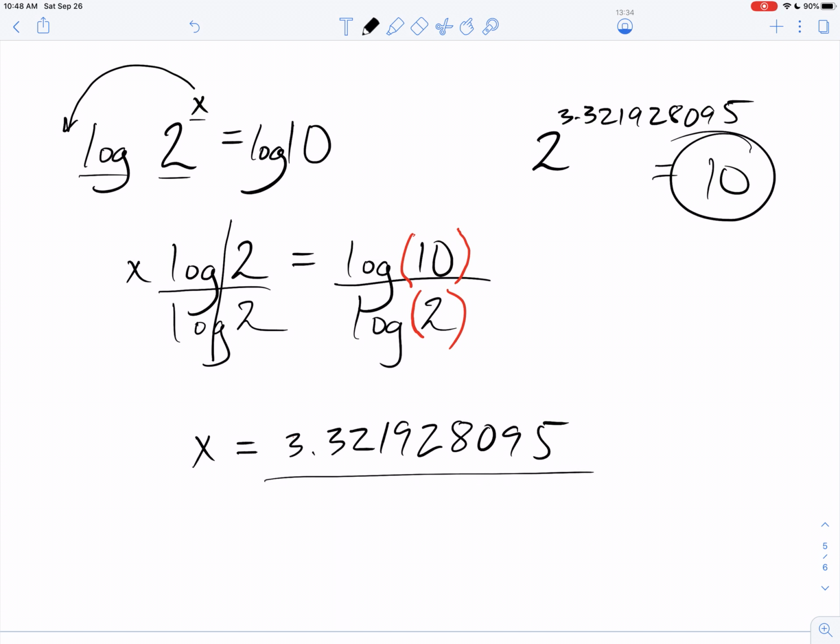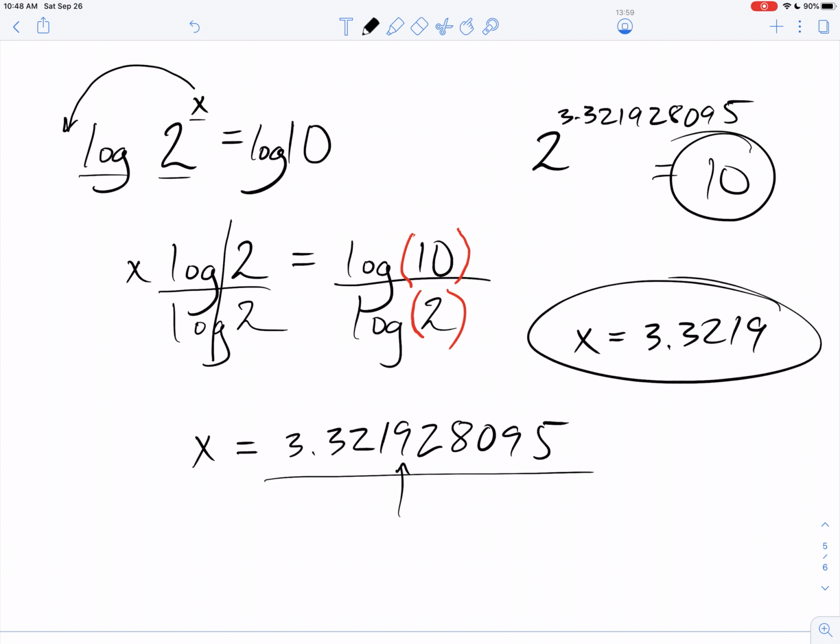That's the answer. Now, customarily, we round to the 4th decimal place, because these answers can be extremely large. So if you check this answer on my worksheet, that's the answer you're going to see.